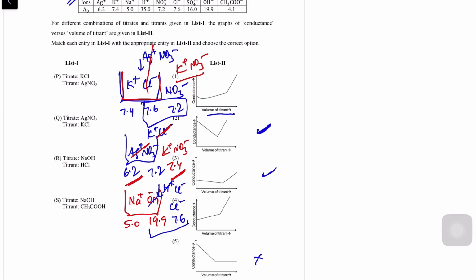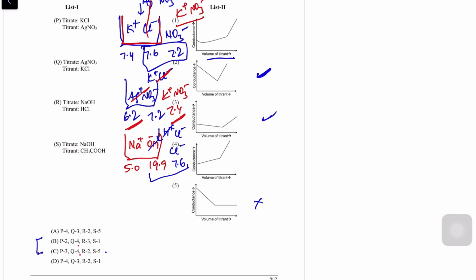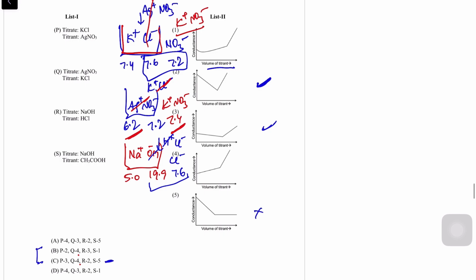So when HCl is added to NaOH, OH minus ion is being replaced by chloride, conductance will decrease sharply. So that gives us option 2, right? It might match with option 2. So R might match with option 2. That gives us option C, but also let us check S if it matches with 5.